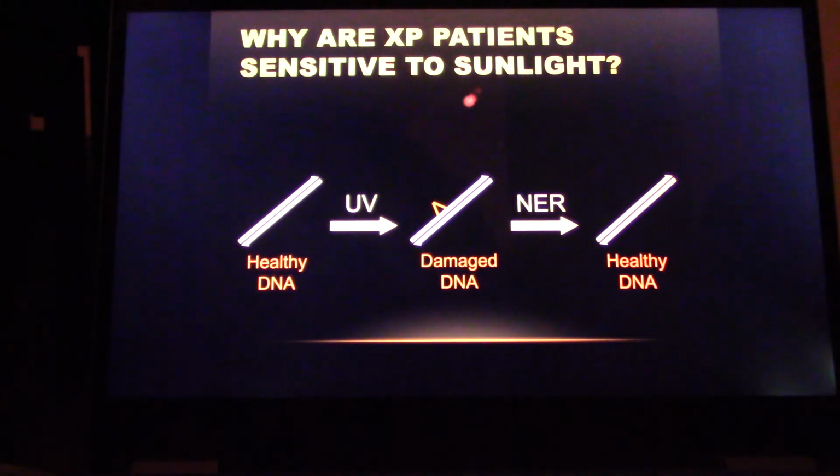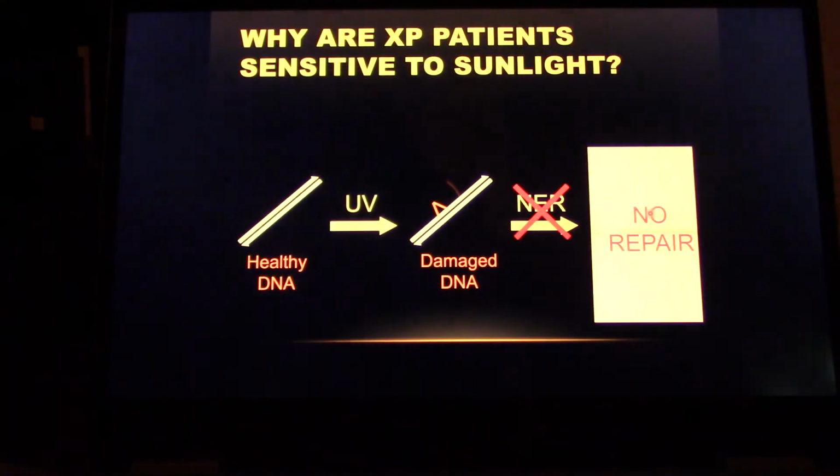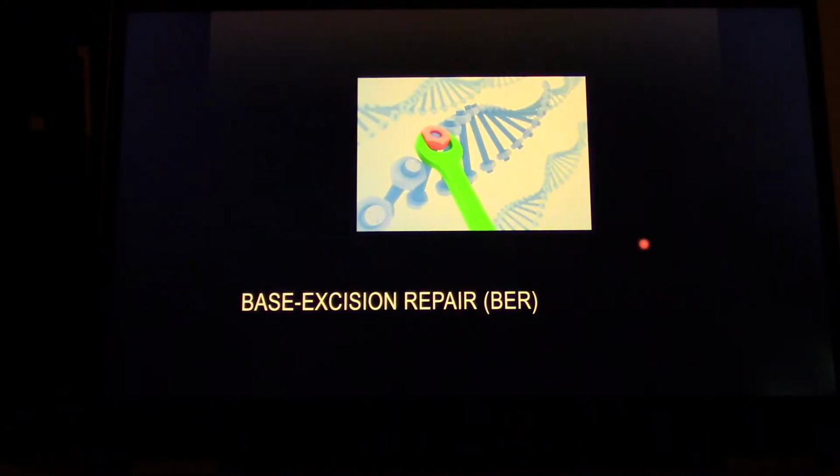So basically, this is why XP patients are sensitive to sunlight. Usually you have healthy DNA. When UV hits it, you get damaged DNA, and the nucleotide excision repair system fixes that damage, and you have a healthy DNA. That system doesn't work in these XP patients, so you have no repair.